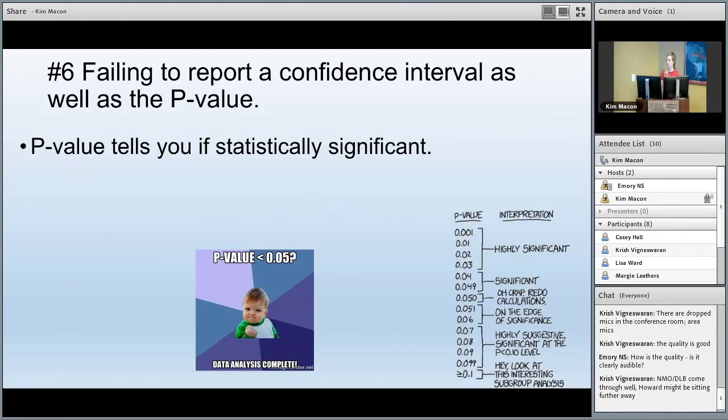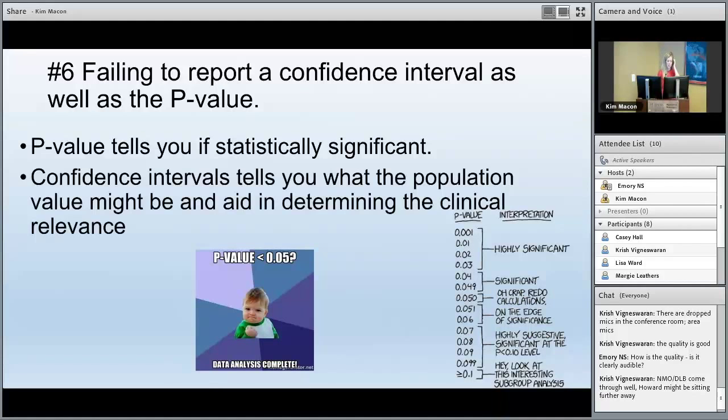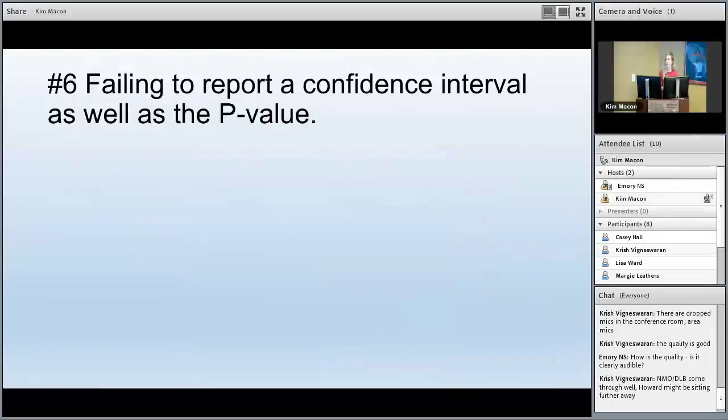So this is my favorite interpretation, just what Dr. Gross brought up. Highly significant, right? Oh crap, let's redo our calculations. Maybe there's an outlier in there. On the edge. And then my favorite is, significant at the 0.1 level. There's a trend towards statistical significance. Confidence intervals tell you what the population value might be and aid in determining the clinical relevance. A p-value doesn't do anything for you.